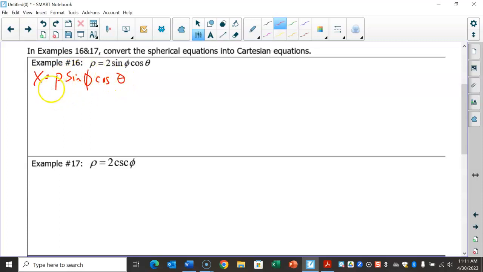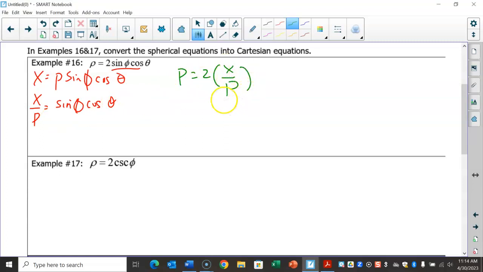So what we can do here is divide by rho in our manipulation of this, and so we're given back this right here. So I can replace the sine of phi cosine of theta with 2 times x over rho, and then we can cross multiply. I get rho squared equals 2 times x, and we now know what rho is.